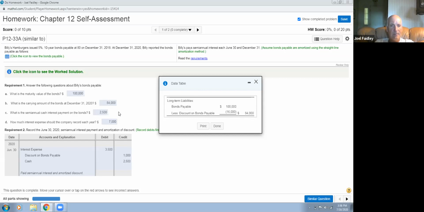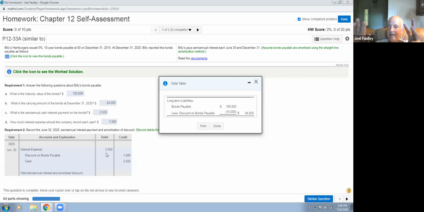Semi-annual interest cash payments on the bonds: 5% of 100,000 is 5,000 a year, so twice a year is 2,500. Now the interest expense each year. So right there's the journal entry. There's my cash payment every 6 months. There's my discount amortization every 6 months, right? 2,000 a year, 4,000 after 2 years, right? All right, now that leaves you your interest expense.